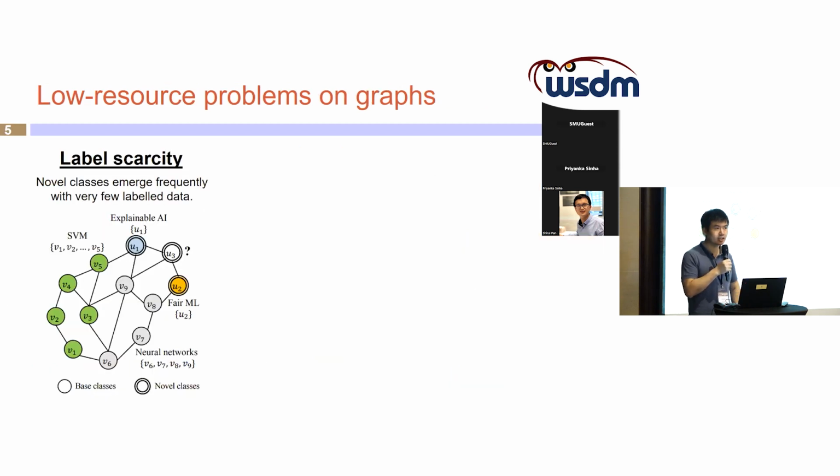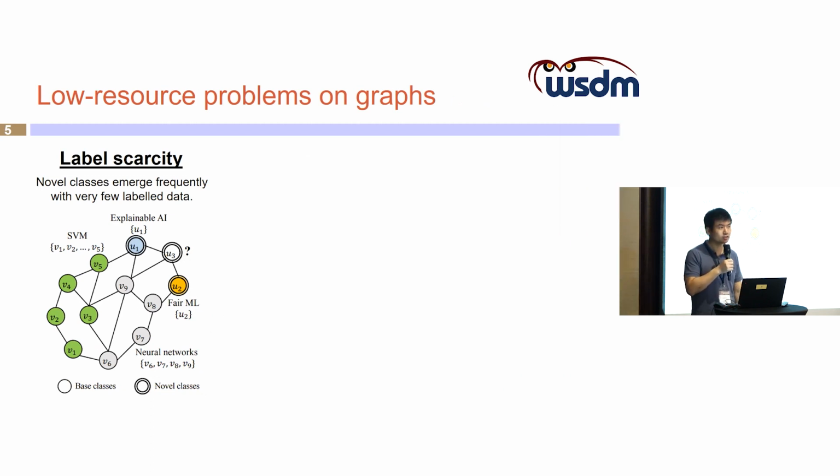So let's get a bit into the low resource problem on graphs. The first kind of problem is basically similar to low resource learning in other domains. It's label scarcity, right? We don't have enough labeled data.